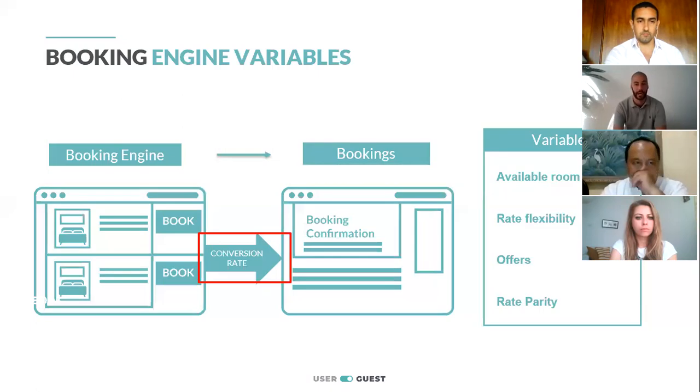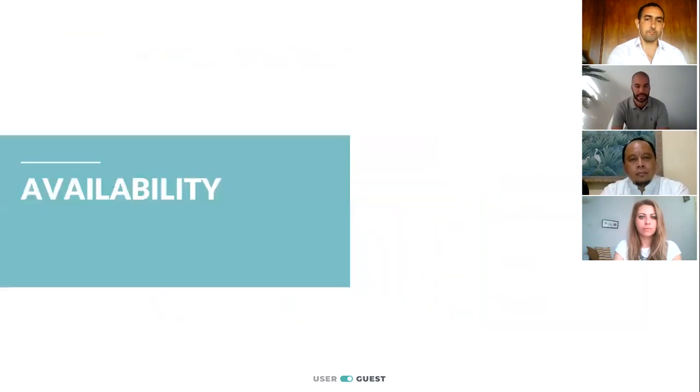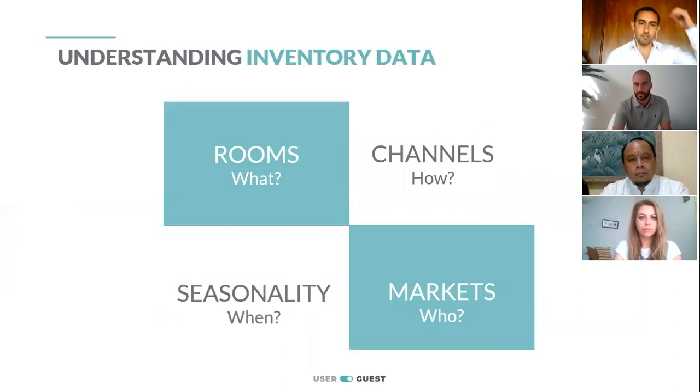Another variable is the offers: how convincing and how attractive are your offers, and are they targeted to your audience or not. And the last part is the rate parity. Can they find another price elsewhere? This is a very important component that we discuss a bit later when we cover the distribution. So Isham, let's start. We actually have a first question.